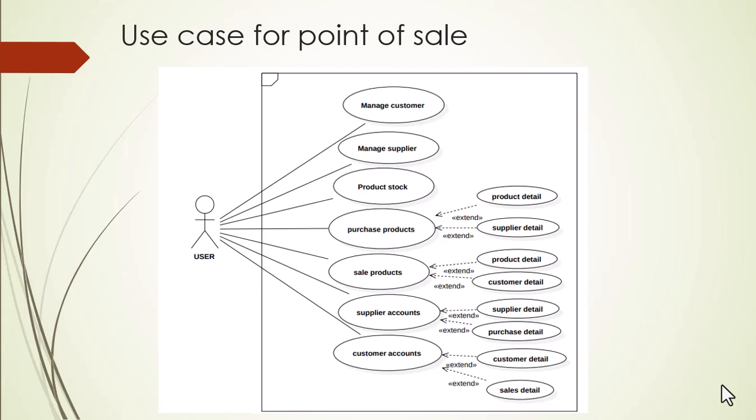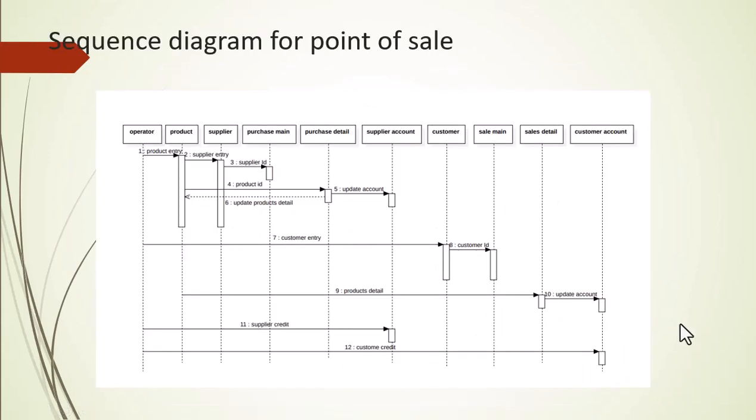This is the point of sale use case. So that is actually the user or operator who is at the counter and controls the whole system. That user manages the customer detail, the supplier detail, the stock detail, purchases products, sells products, and handles supplier accounts and customer accounts. These use cases are also extended to other use cases. So these are the use cases, and now this is the sequence diagram derived from this sale.